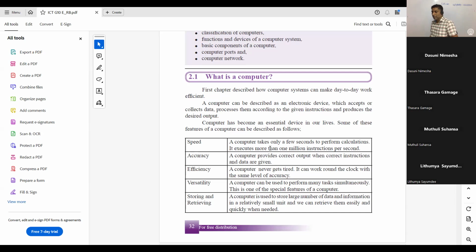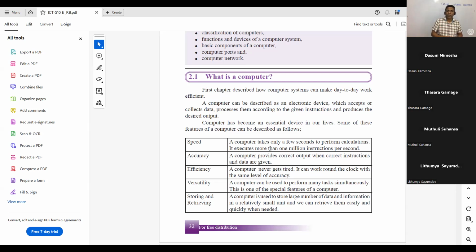Exactly. That's the thing you want to remember, right? If the data and instructions are correct, it doesn't have any way to think whether this is correct information or not. According to the given instructions, it will give you output. So if your input data is wrong, we can't blame the computer, right? It will work according to your instructions. So you need to make sure to provide very accurate data as input, accurate data and instructions. Then the rest of the things it will take care of.